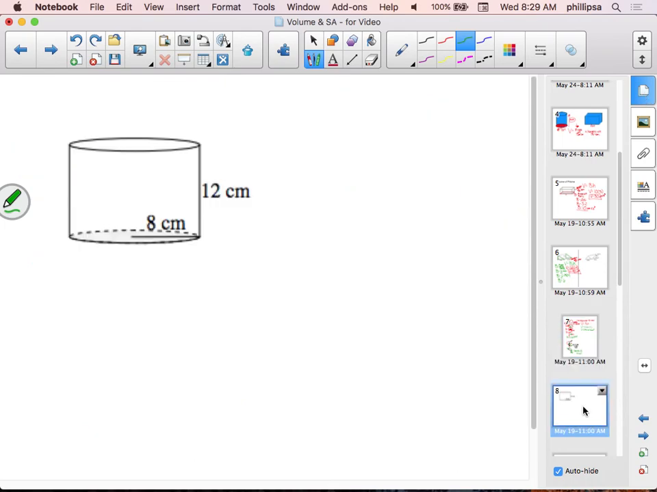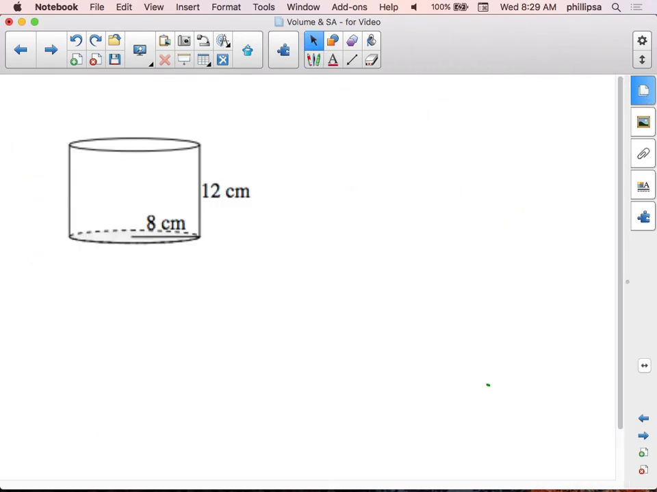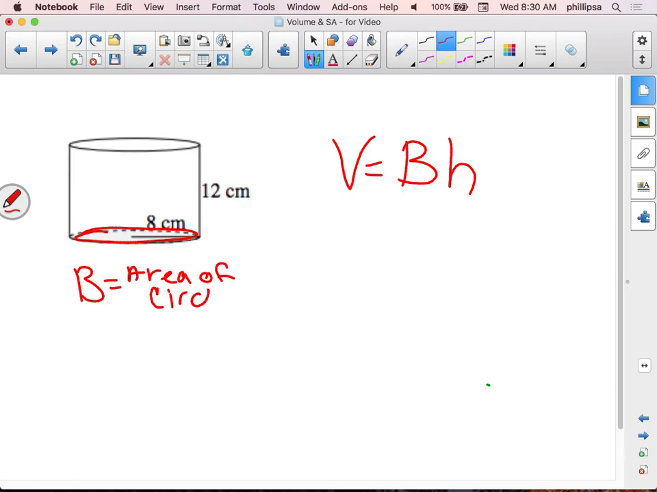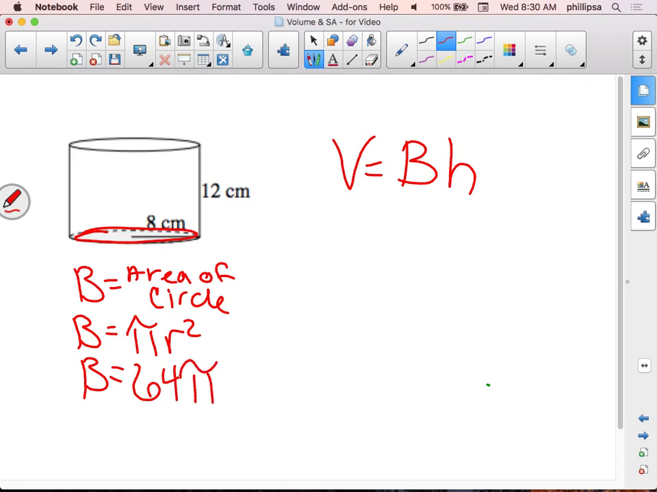Okay, let's do one more, a little bit different. It's our cylinder. Your cylinders have circular bases, which means that you're going to have pi involved in this one. So you have the volume being the area of the base. The base is going to be the area of a circle, which is found by doing pi r squared. I have a diameter here of 16, so that's going to give me a radius of 8, and an area of 64 pi.